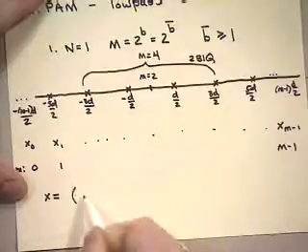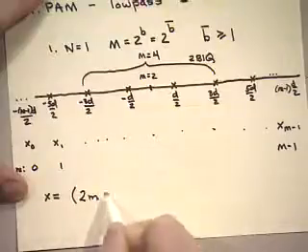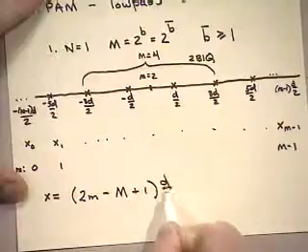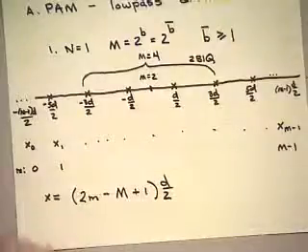And we can actually write out that the symbol value is 2 times the message m minus capital M plus 1, if you will, times d over 2. And that will always give you the value along the line. Okay, so you could do that in digital signal processing if you wanted.